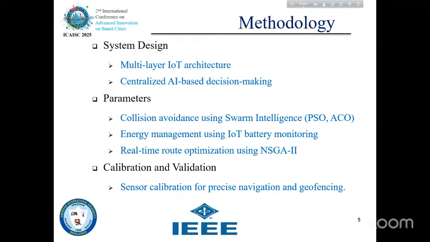Real-time route optimization is achieved through the non-dominated sorting genetic algorithm II, ensuring the drones take the most efficient paths. Additionally, sensor calibration plays a crucial role in ensuring precise navigation and maintaining accurate geofencing, ensuring that drones stay within designated airspace boundaries. Calibration and validation processes ensure the system's reliability, providing the foundation for safe and scalable drone traffic management.